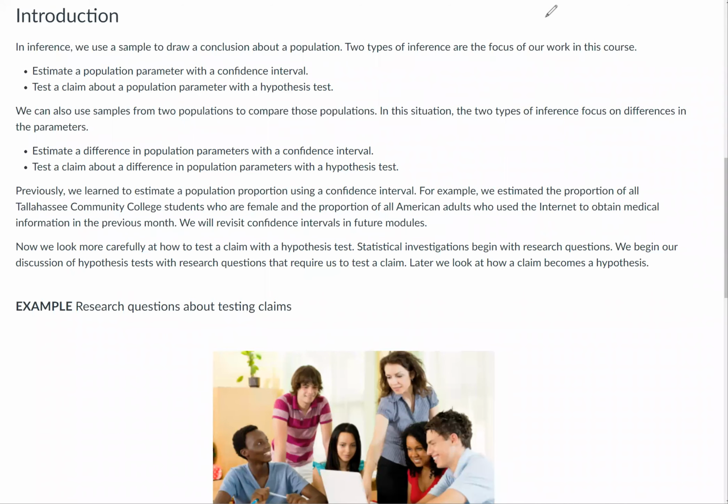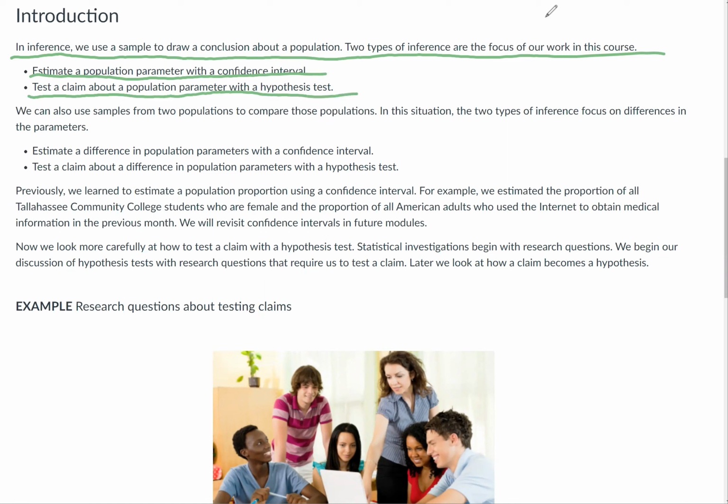This module is an introduction to hypothesis testing. In inference, we used a sample to draw a conclusion about a population. Two types of inferences are the focus of our work in this course. First, estimate a population parameter with a confidence interval, which we've done, and also test a claim about a population parameter with a hypothesis test. That's the one we have not done yet.